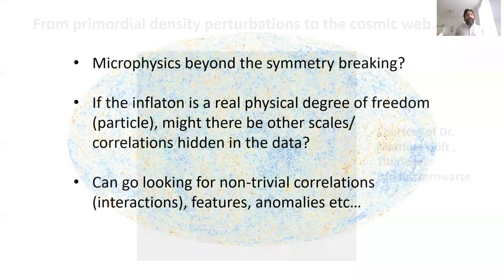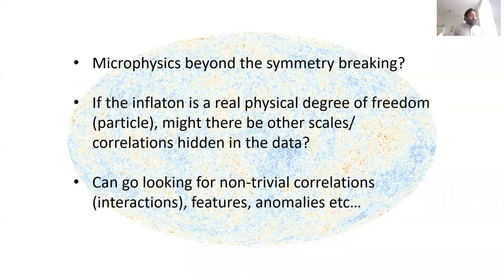and nice, but it's also a bit frustrating because, as we know from particle physics and condensed matter, systems very rarely care about the micro details. They just care about how symmetries are expressed. And this is, again, things of nature. But that doesn't mean that we should stop, because sometimes we could still try to understand the micro. There are other question marks of the theoretical viability as of now, although some would even argue that statement. If the tom is a real physical degree of freedom, shouldn't there be other scales or correlations hidden in the data? And if so, how do we go looking for them?